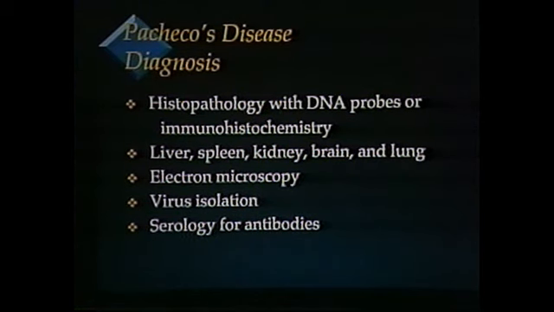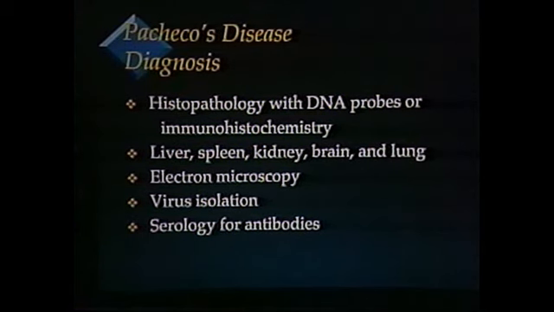Diagnosis of Pacheco's disease is most often performed via histopathology with the appearance of the eosinophilic intranuclear inclusion bodies. To demonstrate that Pacheco's virus, a specific herpes virus, is definitely involved requires the use of DNA probes or immunohistochemistry. The primary tissues to diagnose Pacheco's disease would include liver and spleen, also kidney. Brain and lung are used primarily to exclude other possible viral diseases other than Pacheco's disease.